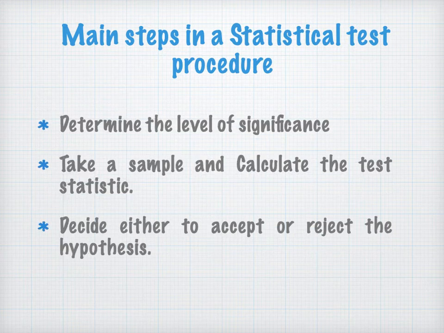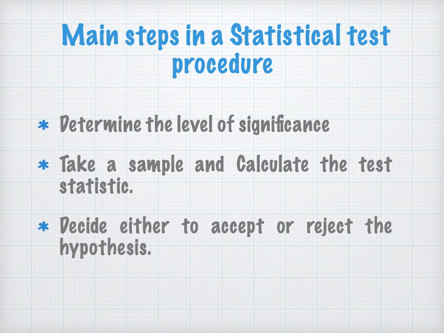Okay, so here are some more steps in the statistical test procedure. That is to determine the level of significance. We have already discussed the two errors in testing, that is, type 1 error and type 2 error. The probability of type 1 error is called alpha, and the probability of type 2 error is beta.